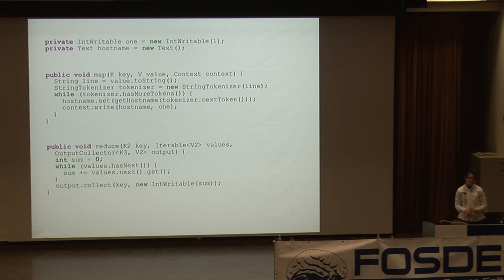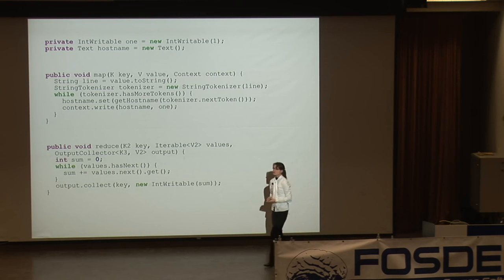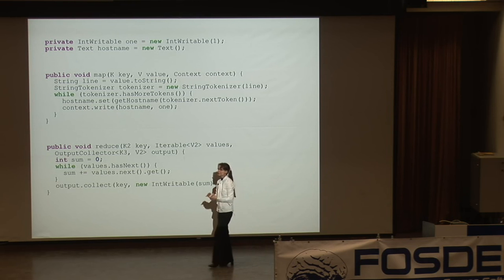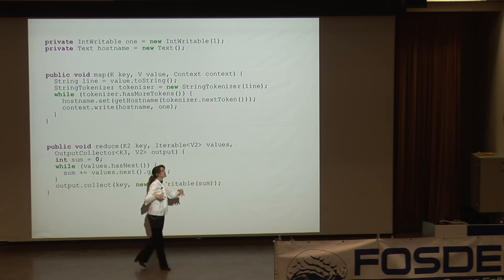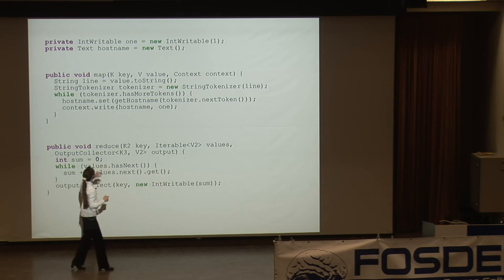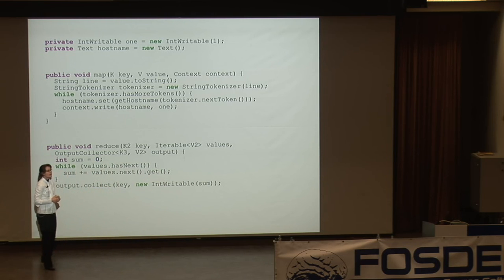If you have a look at the Java API, it may look something like this. If you are used to the old API of Hadoop 0.18, this one is a new one. It's a lot cleaner and more compact. In the map function, again, you get a key value mapping. In this case, it may be something like file name and content. You iterate over the content and extract host names. And the context object gives you a way of emitting key value pairs.